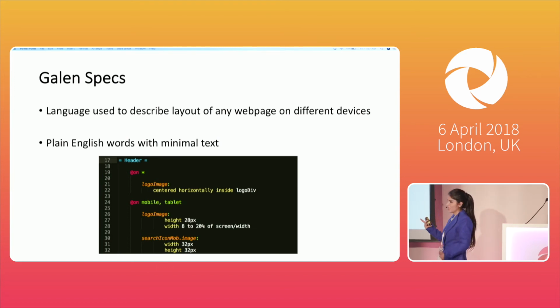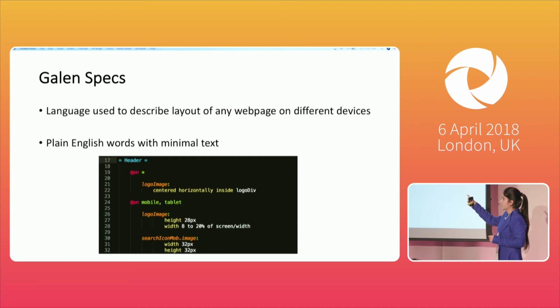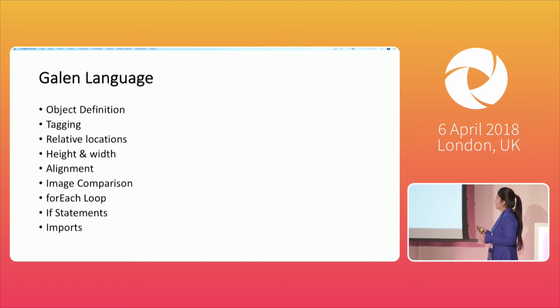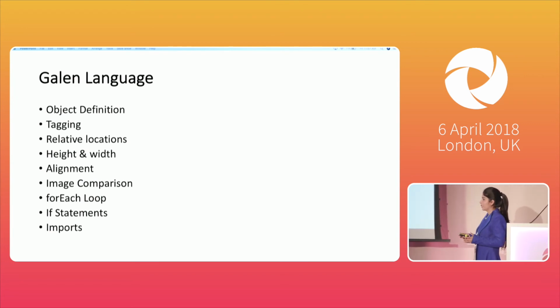The logo image is one of the web page elements on Astro's website, which I validate on all the platforms. It takes the @on tag for all the platforms to test, and it validates on mobile and tablet the height and width. On all platforms, it tests that it should be centrally and horizontally inside. These are a few aspects that Galen provides: the object definition. We need to define the objects, the tagging, and the relative locations.